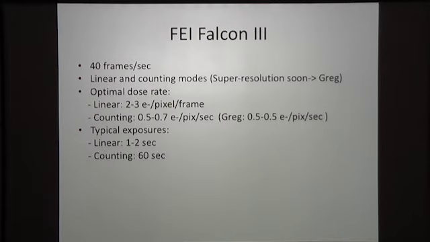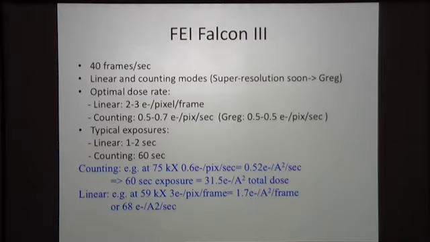The dose rate for linear mode is the same as the Falcon 2, but for counting, you need to drop the dose rate real down. 0.5 to 0.7. If you ask Greg, it should be 0.5 to 0.5. So typical exposures are, again, a couple of seconds for linear mode, and for counting mode, we typically use 60 seconds. So I'll just concentrate on the counting condition here. We typically collect at 75,000. We've collected at 0.6 electrons per pixel per second with good success. And so typically a 60-second exposure at that magnification will give us about 31 electrons total dose on the sample.